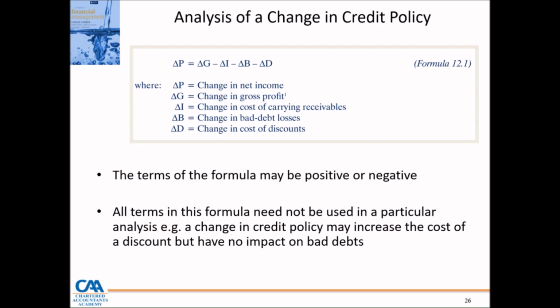For example, a change in credit policy may increase the cost of discount, but have no impact on the bad debts. So if there's a zero, you just put a zero. If there's a minus, put a minus. This is just analyzing our change in credit policy. For more reference, you can go to chapter 12 in Korea. You'll get further detail on that.